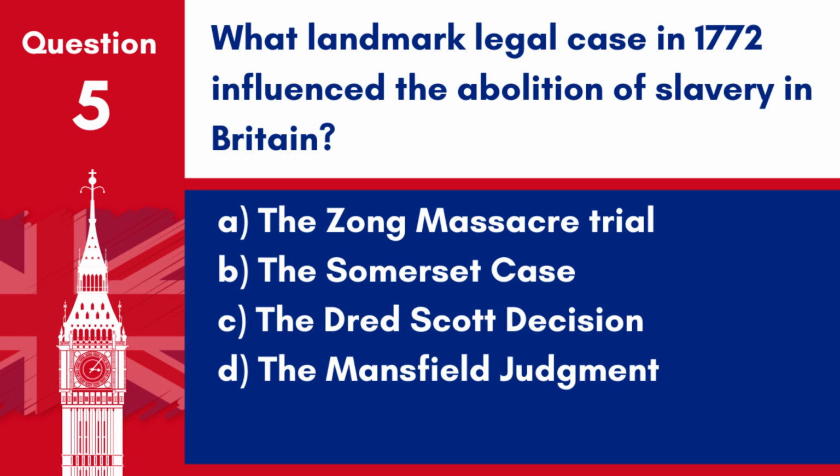Question 5. What landmark legal case in 1772 influenced the abolition of slavery in Britain? A. The Zong Massacre Trial. B. The Somerset Case. C. The Dred Scott Decision. D. The Mansfield Judgment. Answer B. The Somerset Case. The Somerset Case in 1772 was a significant legal ruling that helped set the groundwork for the eventual abolition of slavery in Britain.